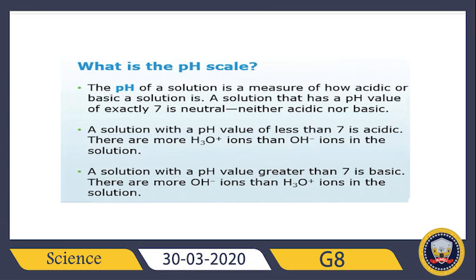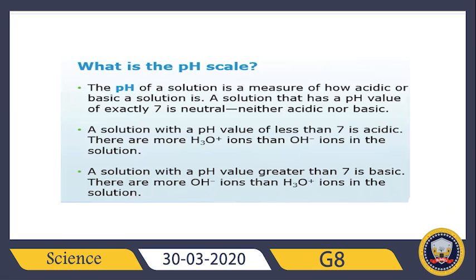While a solution with a pH value of less than 7 is considered to be acidic, and here there are more hydronium ions than hydroxide ions in the solution. The third kind of solution is a solution with pH value greater than 7. So here this solution is considered to be basic, and in a basic solution there are more hydroxide ions than hydronium ions.